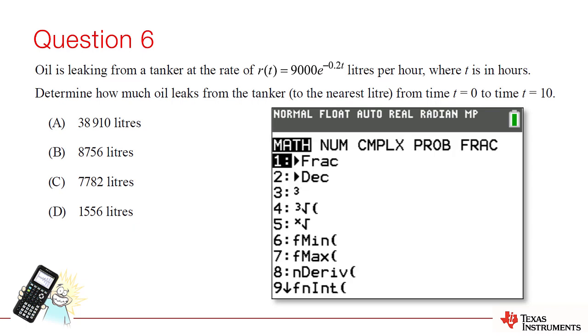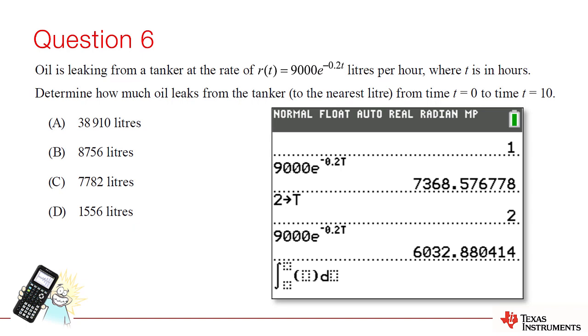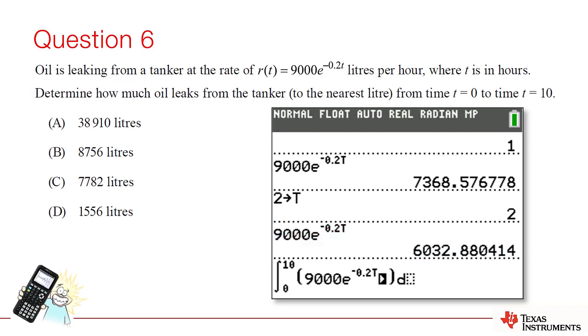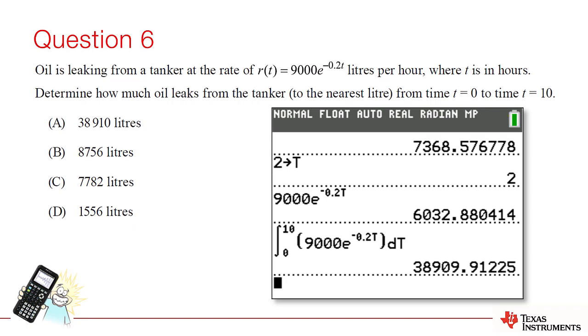Of course, we could use integration. In this case, we know that e to the power of negative 0.2t will be greater than 0, so there are no issues with our graph crossing the axis, aside from which it wouldn't make any sense for the oil to start going back into the tanker. So we can simply integrate from 0 to 10 to find the volume of oil. And so we see the answer is option A.